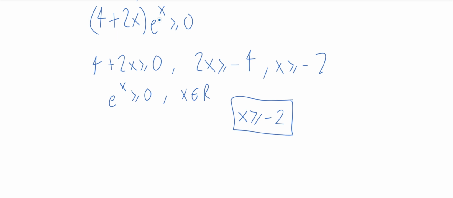The second scenario in which 4 plus 2x multiplied by e to the x is bigger than or equal to 0 is if 4 plus 2x is negative and if e to the x is also negative, because a negative multiplied by another negative gives you a positive. 4 plus 2x can be negative, but e to the x is never negative, because as we said earlier, e to the x is bigger than or equal to 0 for all real values of x. So we don't need to worry about the negative solutions. So this is the only solution. X is bigger than or equal to minus 2.